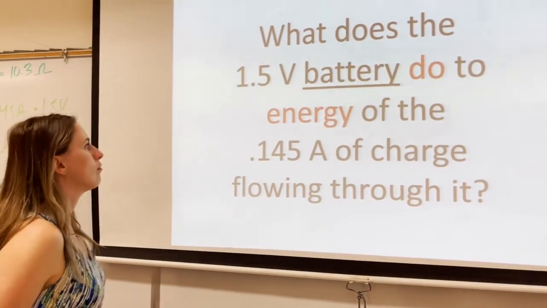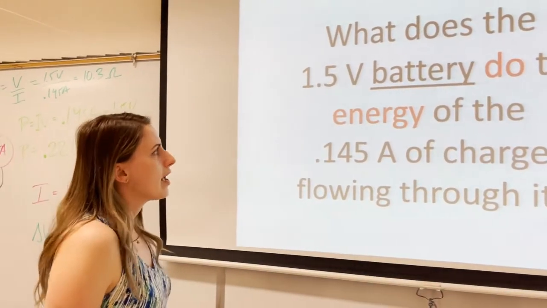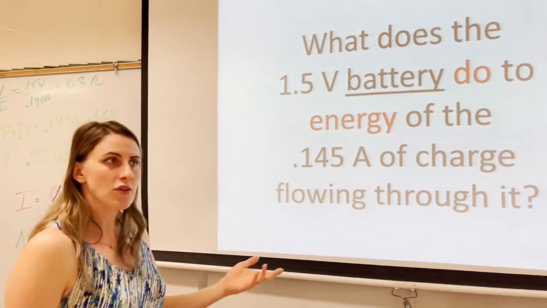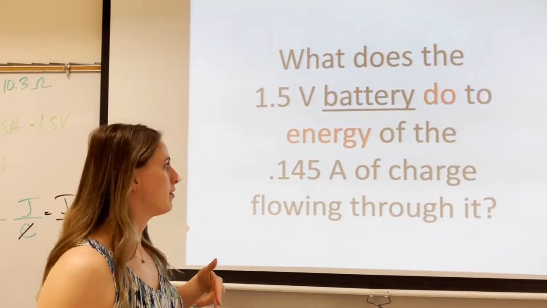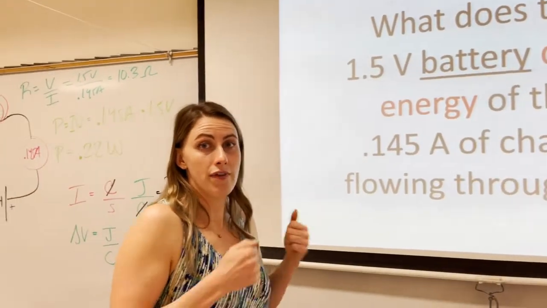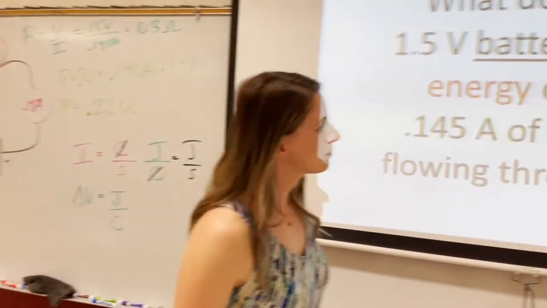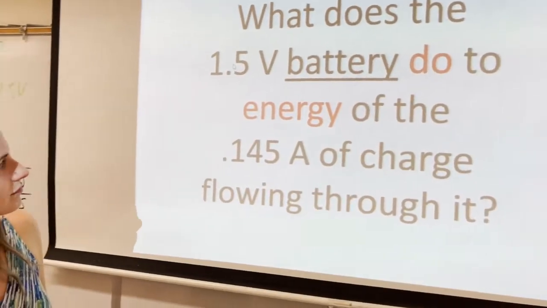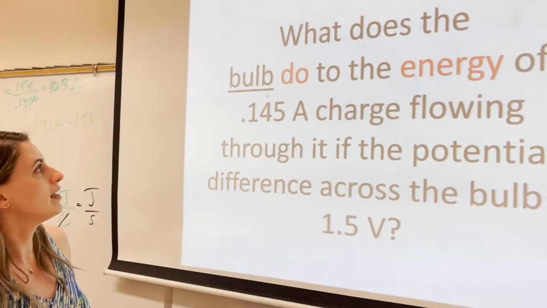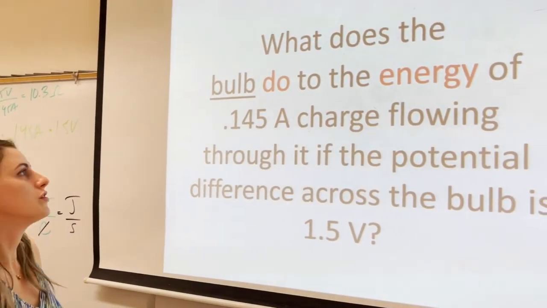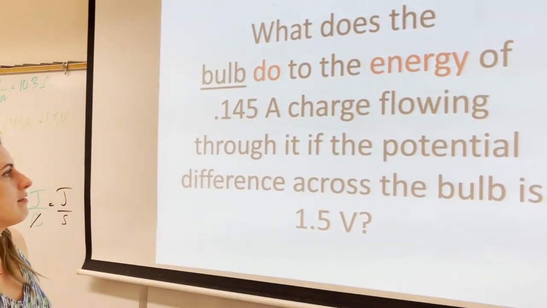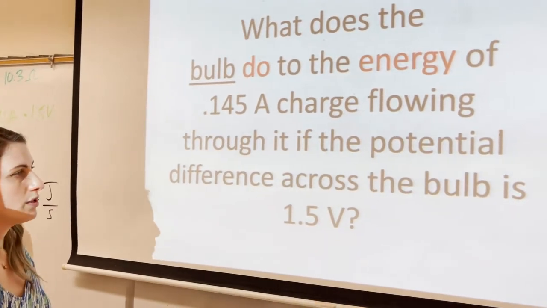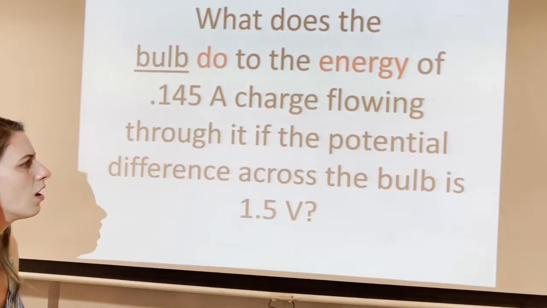You should be able to answer this question. The options are: does the energy go up, increase, or down, decrease? The battery is going to increase the energy of that charge, and it does it by using chemical energy. Next: what does the bulb do to the energy of the 0.45 ampere charge flowing through it if the potential difference across the bulb is 1.5 volts?